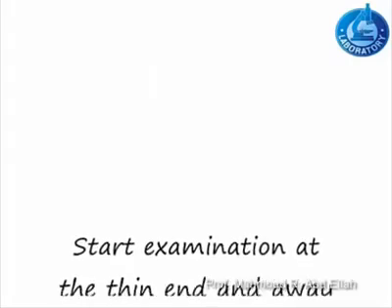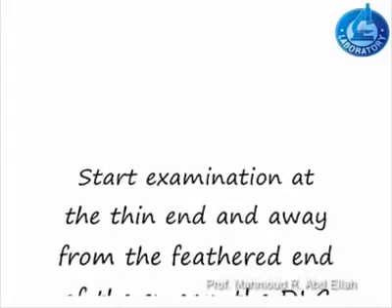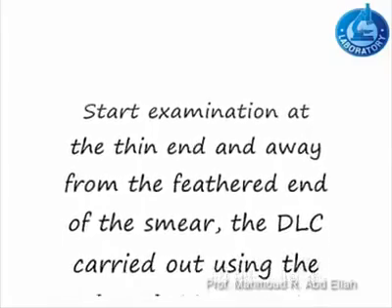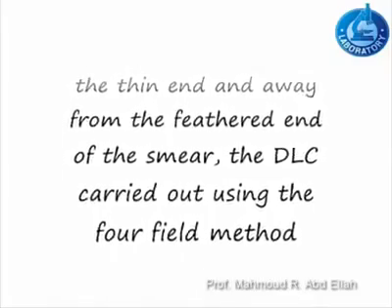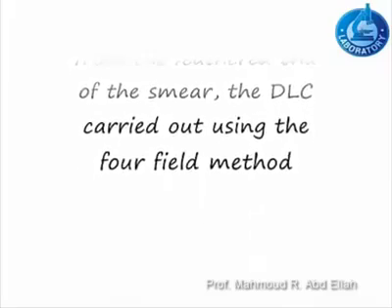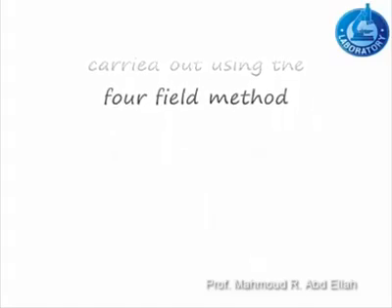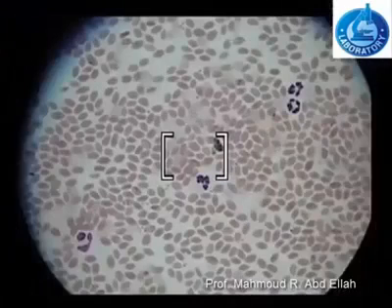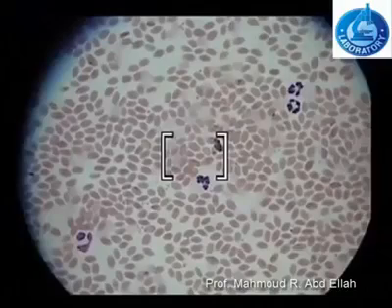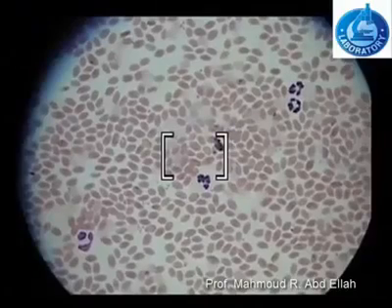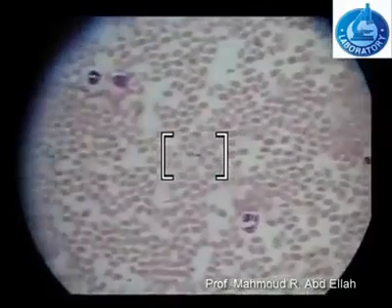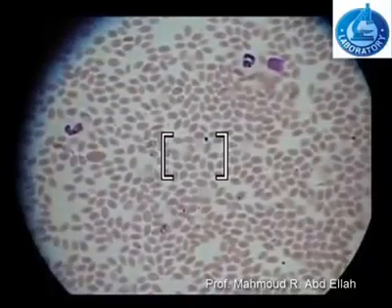The examination is started from the feathered end, the thin end, and then passes toward the thick end in a method known as the 4-field Mender method. In this field, 5 neutrophils. The blood used here is camel blood.